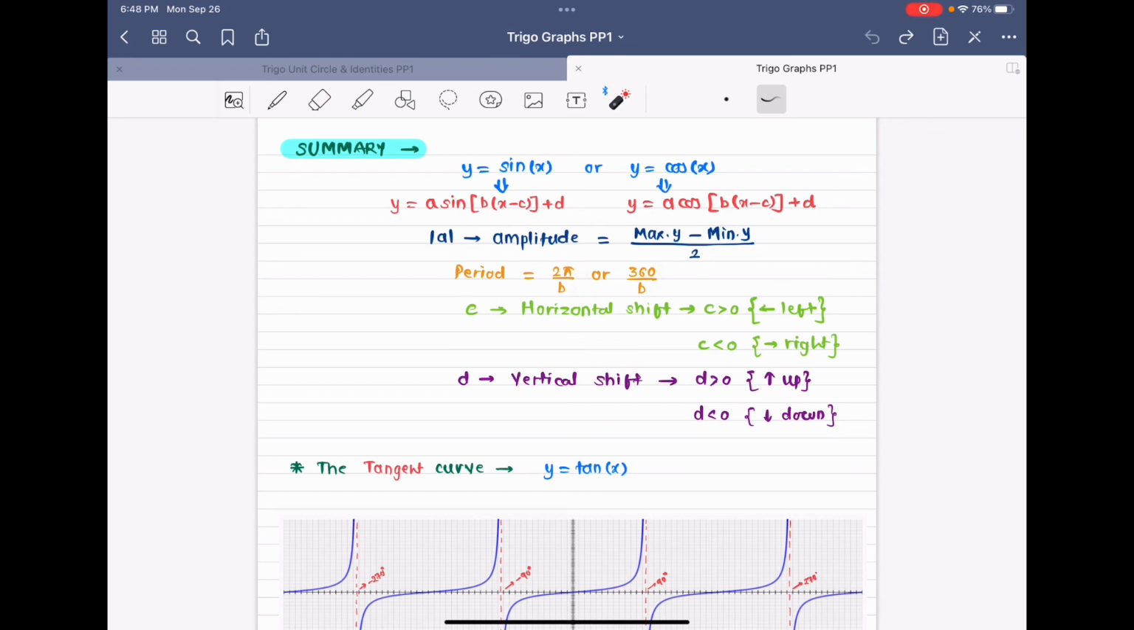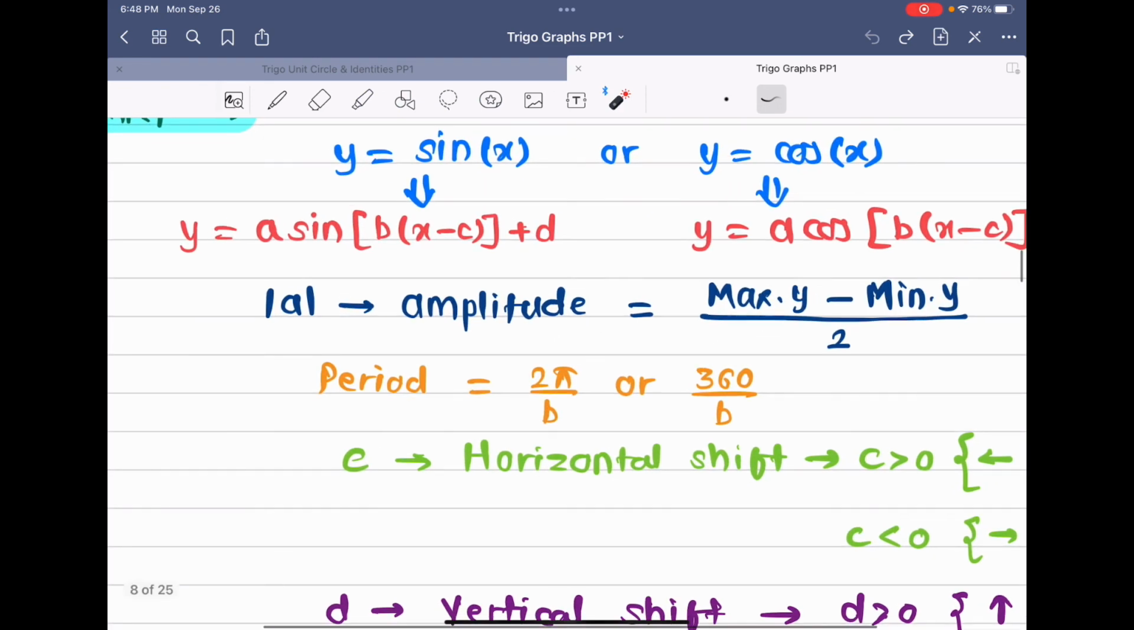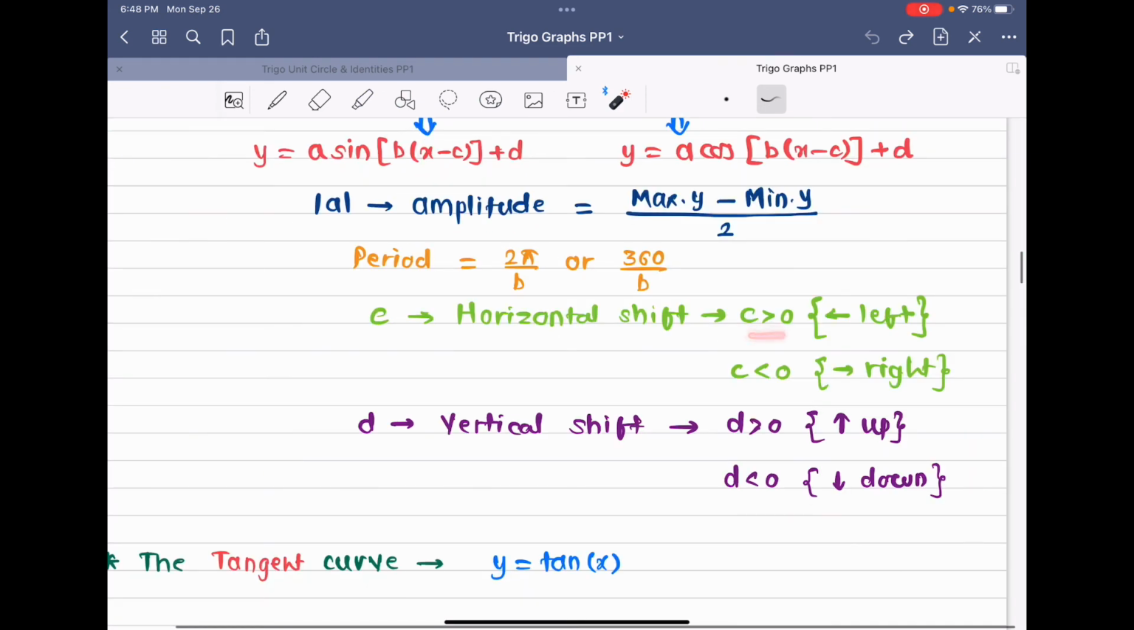that means period is equal to 2 pi upon b if it is in radians, or 360 upon b if it is in degrees. If x minus c, with c positive, the graph moves right, and if c is negative, the graph moves left. How many units? By c units. And plus d is a vertical shift. If d is positive, the graph moves upward by that value, and if d is negative, the graph moves downward by that value.